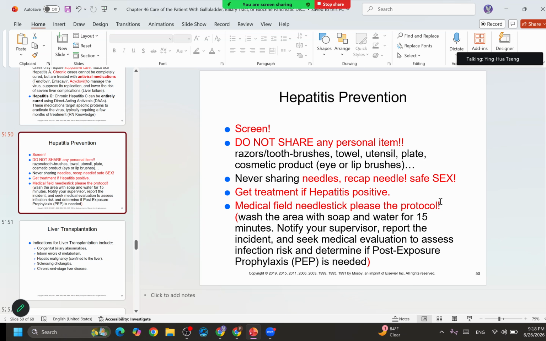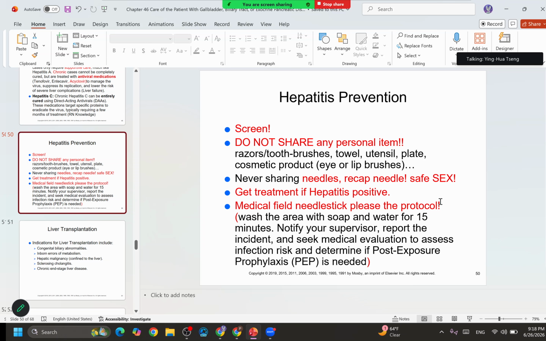That means what? We don't want the blood to have some kind of hepatitis bacteria or virus go into the blood. That's why you squeeze it out and wash it with running water. Notify your supervisor for sure. Why? Because it's going to be an incident report. Okay, it's an incident report.